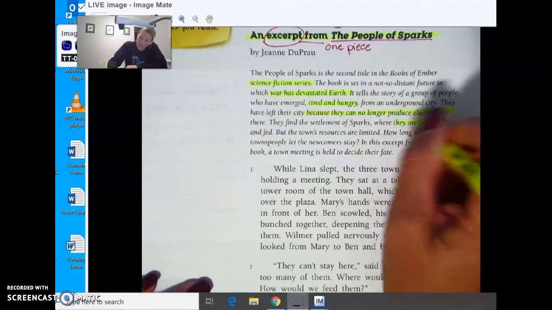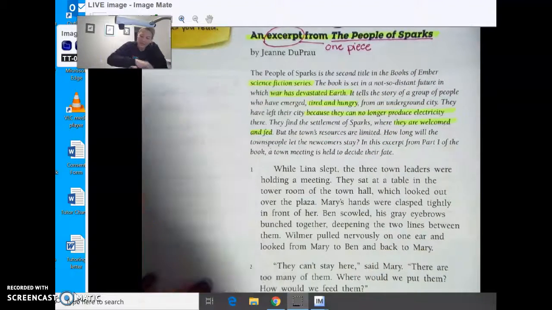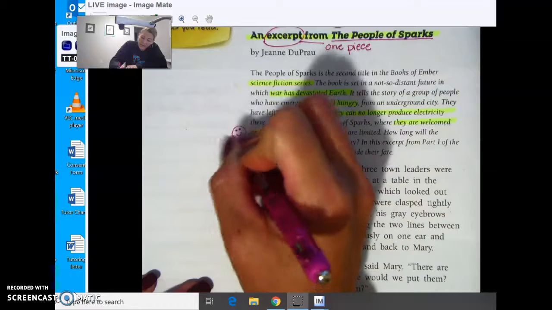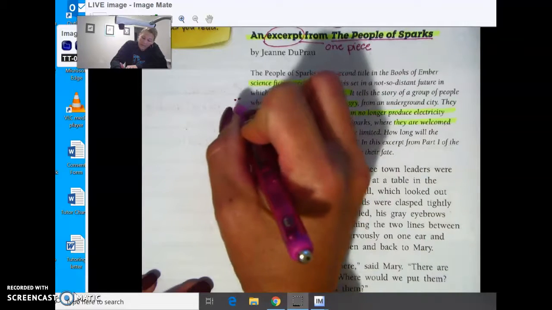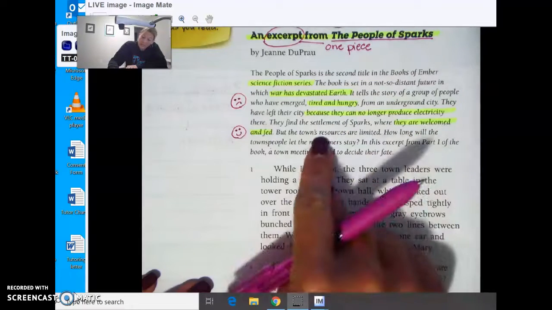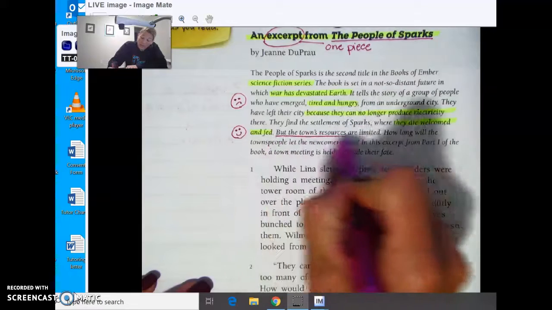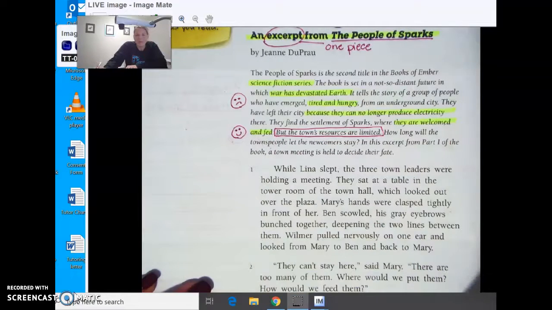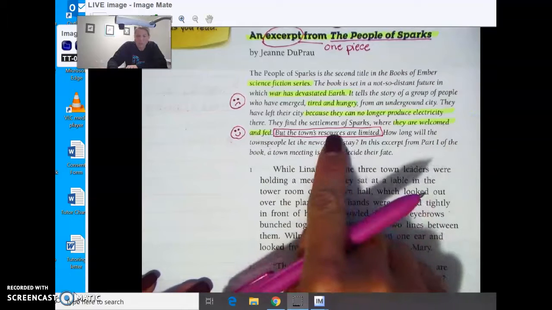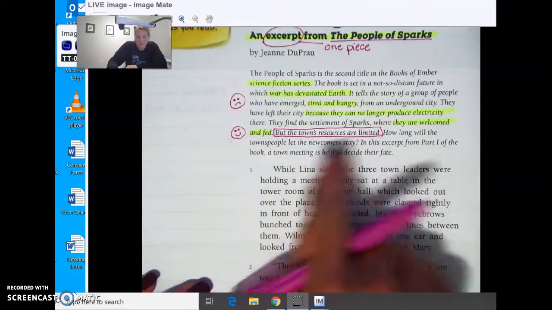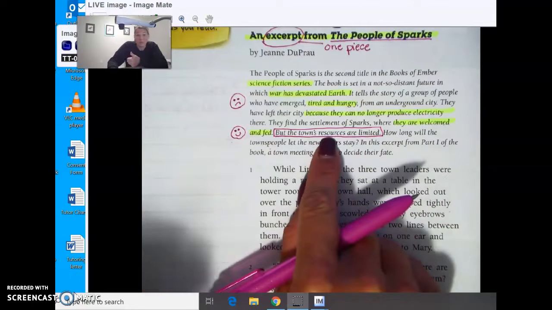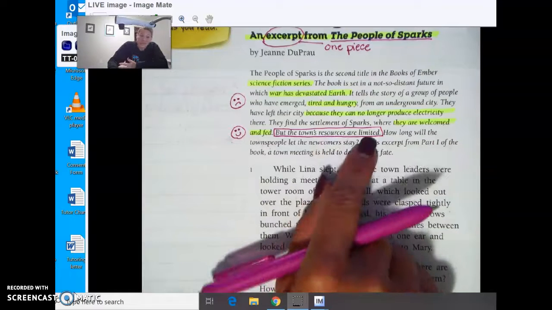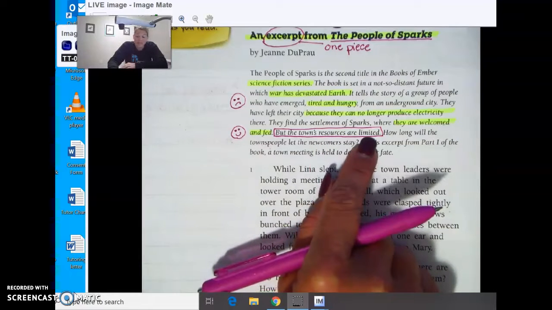So they are welcomed there and they're fed. That's kind of a happy thing, right? Because remember, they were tired and they were hungry. This is kind of a sad thing. But here's a problem. The town's resources are limited. In order to understand why that might be a problem, we have to understand what resources are and what limited means. So resources are things we need, like food and water, maybe the electricity. Limited means there's just a little bit of it.